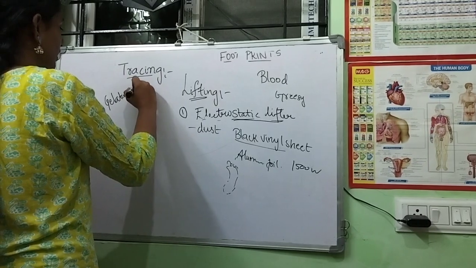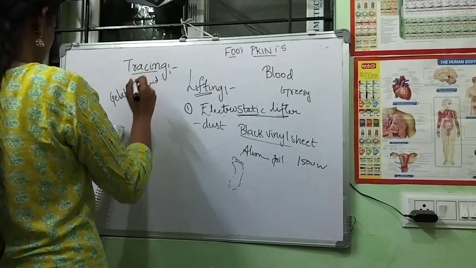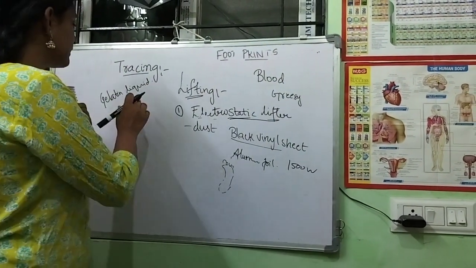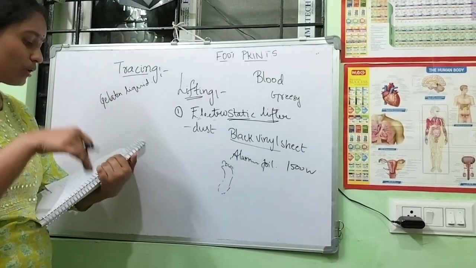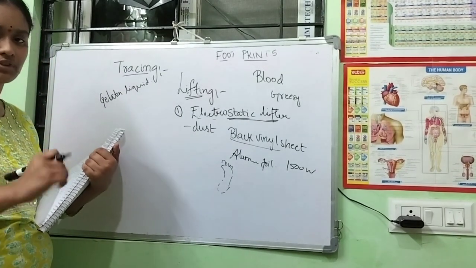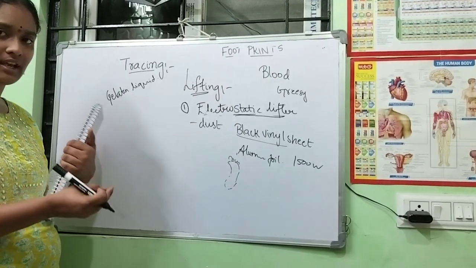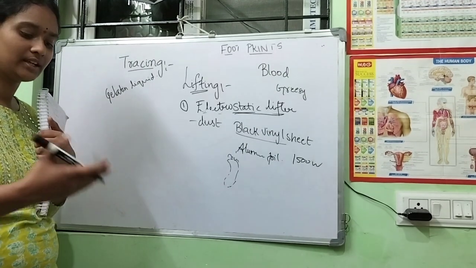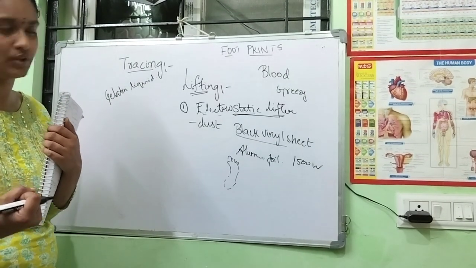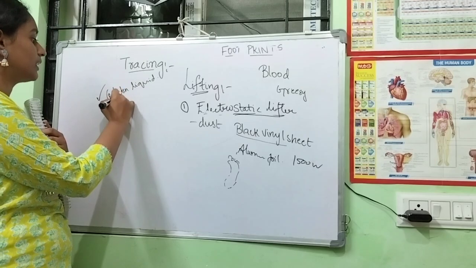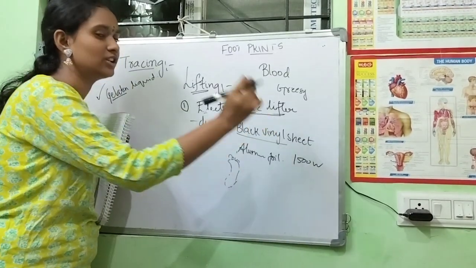Okay, gelatin liquid. Here the gelatin liquid is used, where first of all a thick layer of gelatin is placed. Upon that we will have the vinyl sheet which will cover it. Then this is very less sticky and it can lift the impression very easily. Okay, this is about the gelatin liquid, where gelatin is used and also the vinyl sheet.